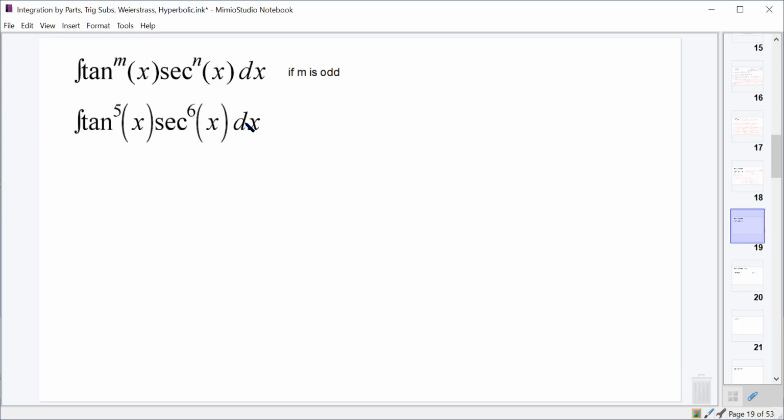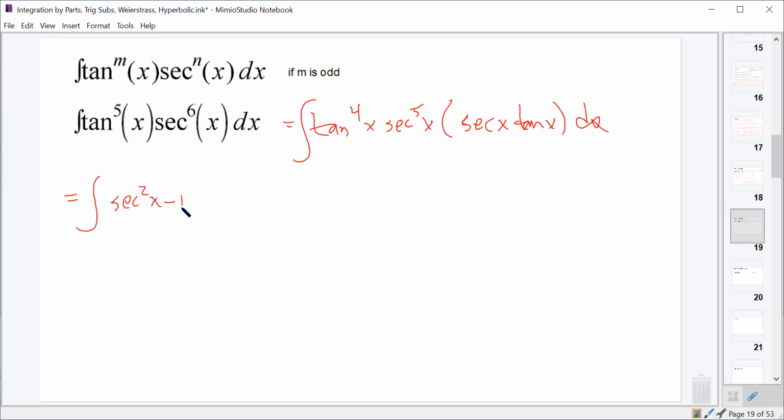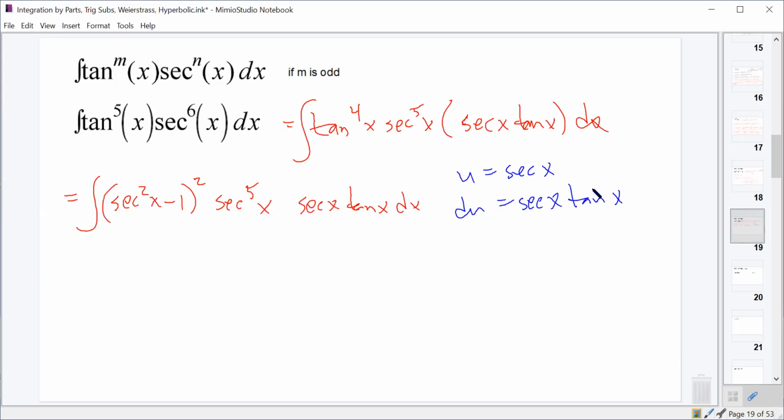So what we will then do is separate off a secant x tangent x from everything. So that would be an integral of tangent to the 4th x secant to the 5th x times secant x tangent x dx. And so if we do that, that should allow us to turn the tangent to the 4th into tangent squared squared. And we know that tangent squared is secant squared minus 1. So we have secant squared minus 1 squared times secant to the 5th times secant x tangent x dx. And so hopefully from there we can see that the u sub is u equals secant x and du equals secant x tangent x. So anytime you have an odd power on the tangent, whether the secant is even or odd, you should be able to turn everything into secants if you want to.